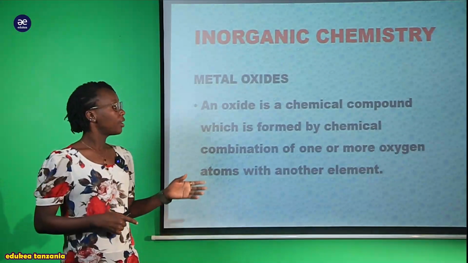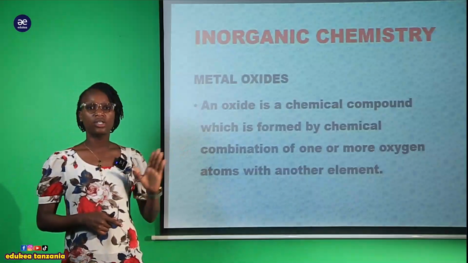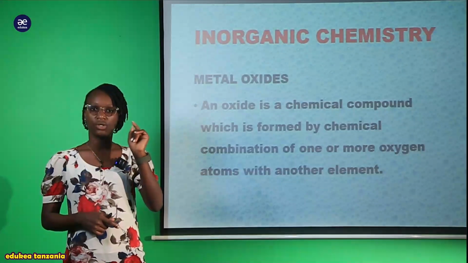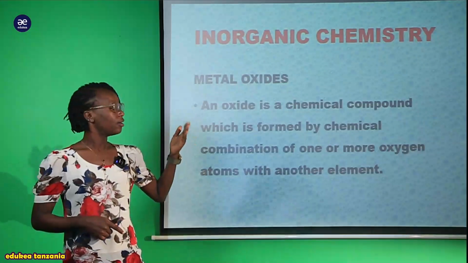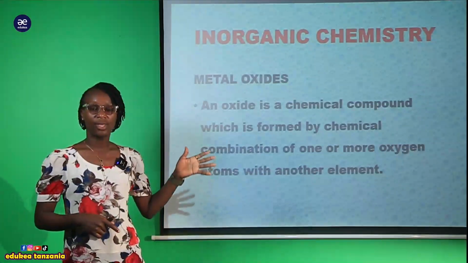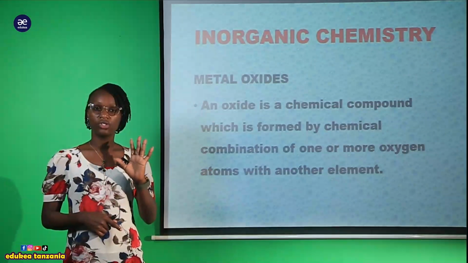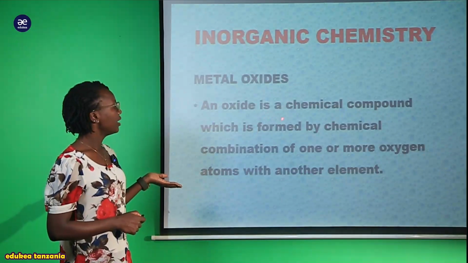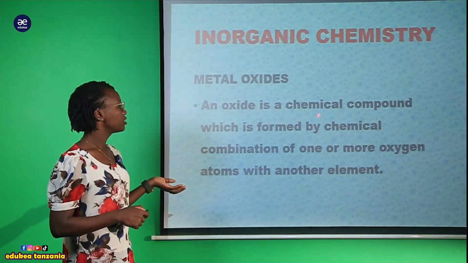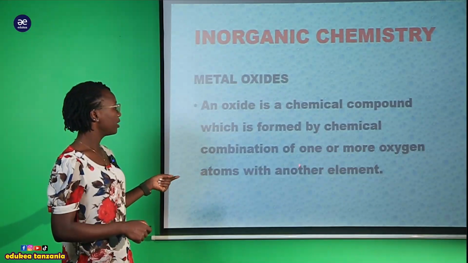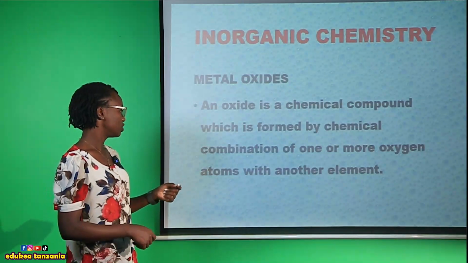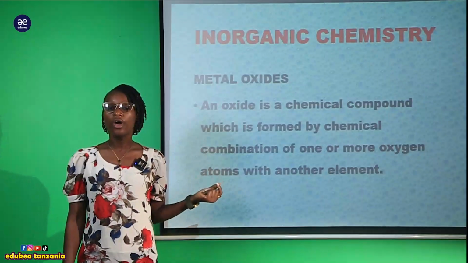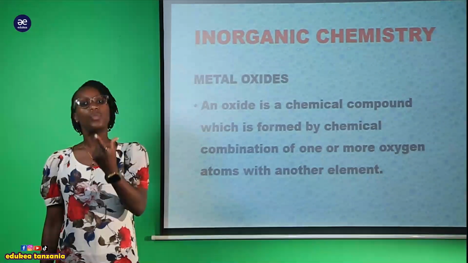You see? Kwa hiyo tunapoenda kuzungumzia hizi metal oxide, don't be surprised. We are going to talk about the reaction with oxygen from the beginning mpaka kwenye mwisho wa hii concept. So when we talk about this thing, simply anasema kwamba an oxide is a chemical compound which is formed by a chemical combination of one or more oxygen atoms with another element. As I told you kwamba huyo oxygen anaweza kawa ni zaidi ya mmoja.